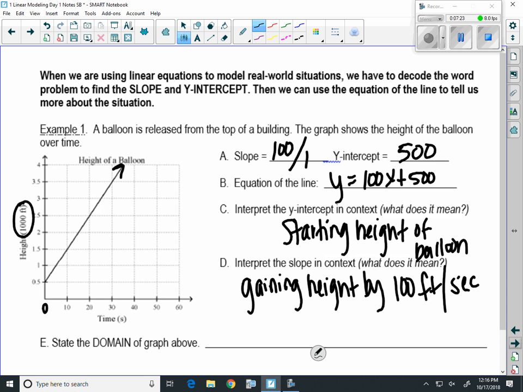When we start with domain, domain is x. What's our first x value? No, 0. I heard 0. Okay, 0. Where does it stop? To infinity, right? Because this keeps going and going. We don't know a time, right? Think time, x. We don't know when that time is going to end. That balloon's going to keep going on forever. So it'll be 0 to infinity.